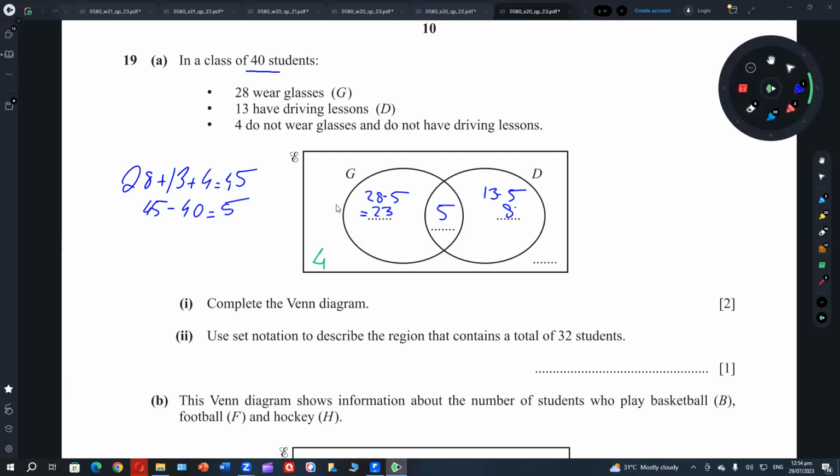So 23 plus 5 plus 4. It looks like he's counting these three. So what does this region mean? D prime. That's right, D prime.